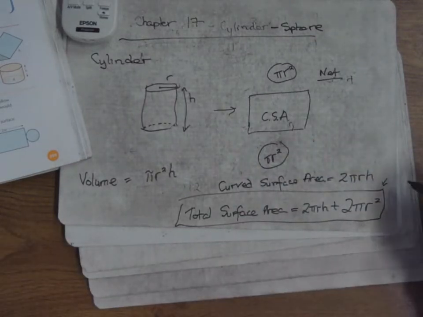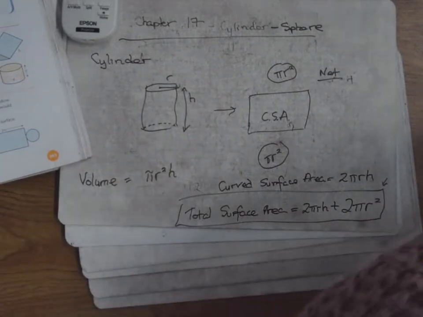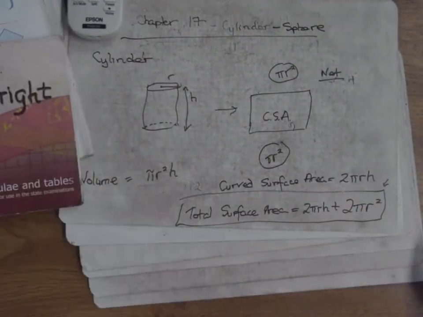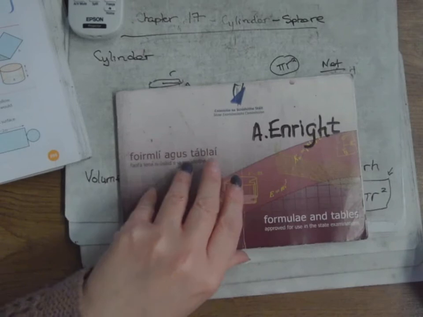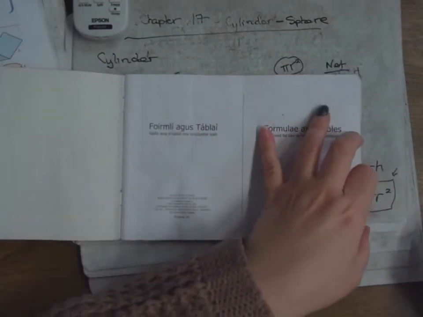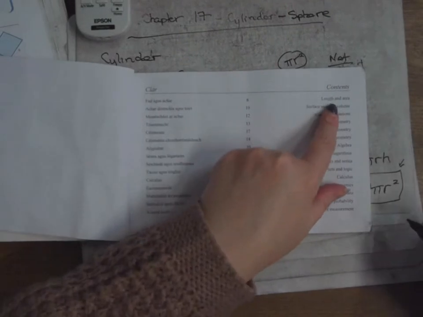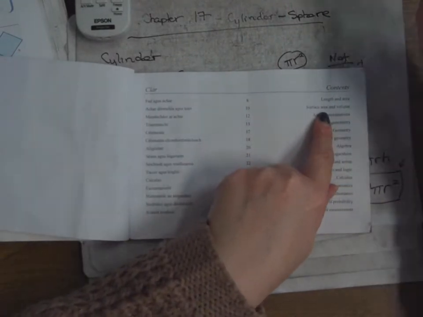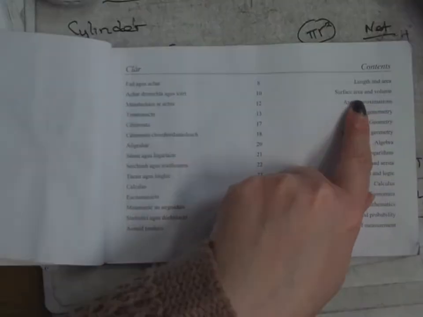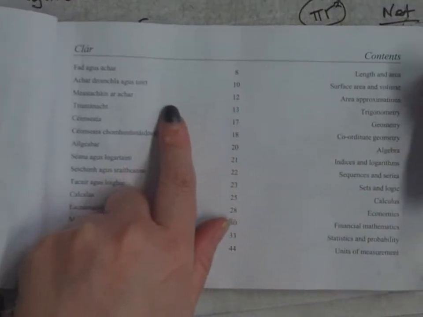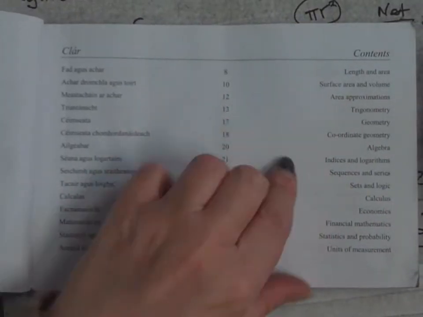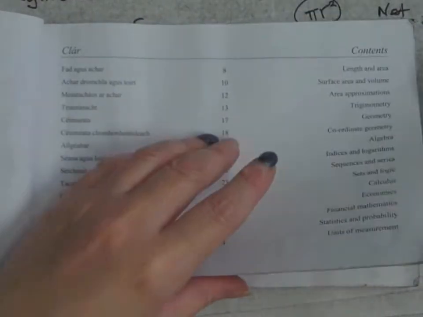Is that right? Okay, and as I say, can I show it to you in the log tables? Just so you know, you go to the first page, and we go to surface area and volume. They tell me it's on page 10. So go to page 10.